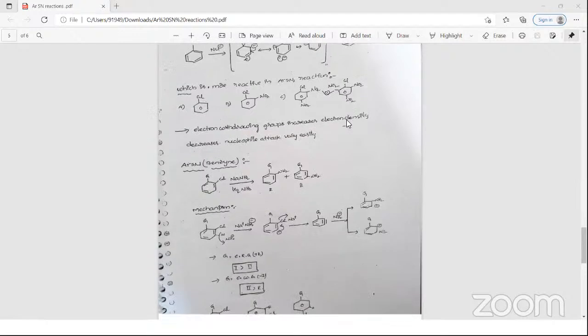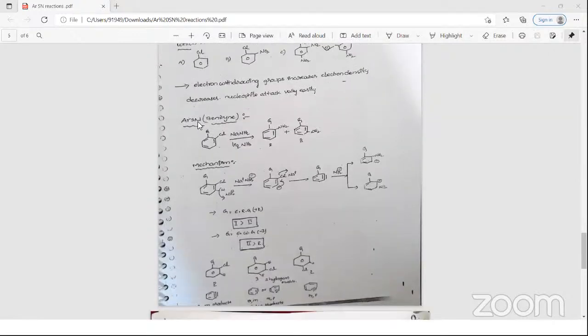Then the SNAr mechanism, nucleophilic substitution on benzene, the benzyne mechanism. It is also called the elimination addition mechanism. First there is elimination, followed by addition. That is why the benzyne mechanism is also called the elimination addition mechanism.